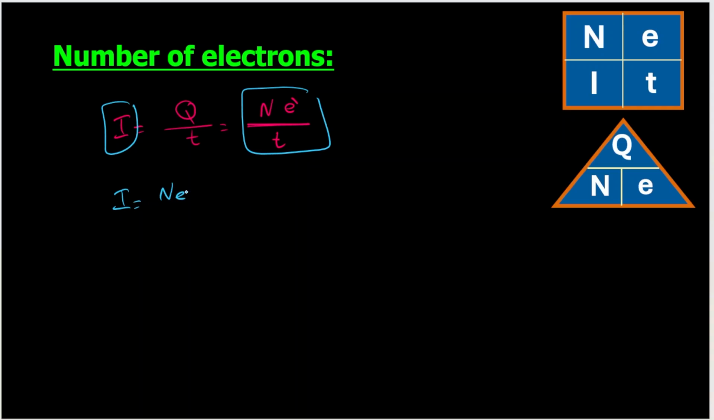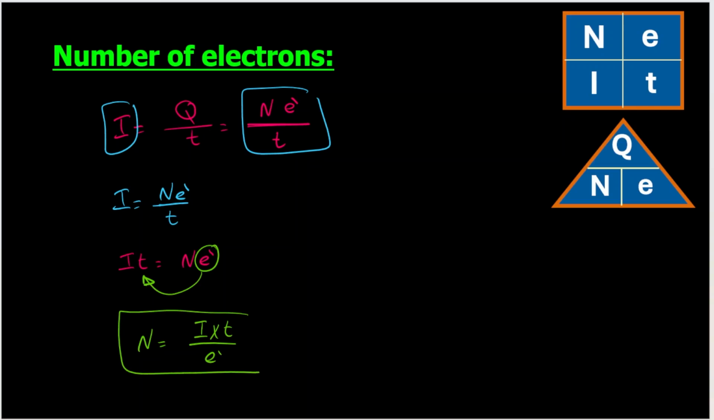I is equal to N times E, where the small dash represents a negatively charged particle, over T. So we'll do cross multiplication. I times T is equal to IT, and 1 times N times E is equal to N times E. We will divide this equation by E. So the number of electrons will be equal to I times T over E.